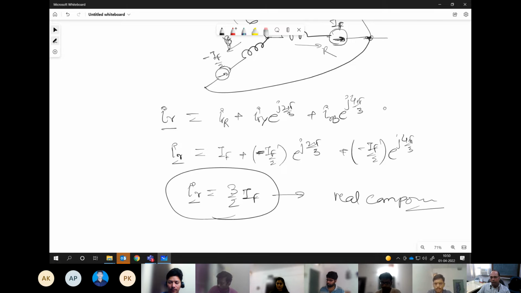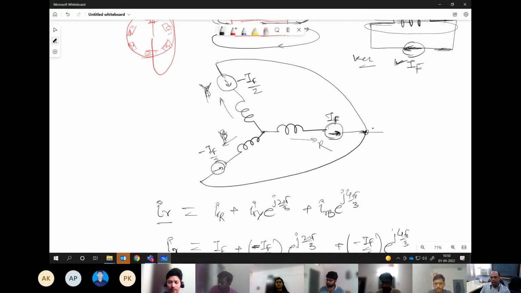Or in other words, the way we have arranged this is the alpha R axis, right? We know this is the beta R axis. So obviously the components along beta are getting cancelled and everything is coming along the alpha R axis. That's the meaning of what you are getting over here.